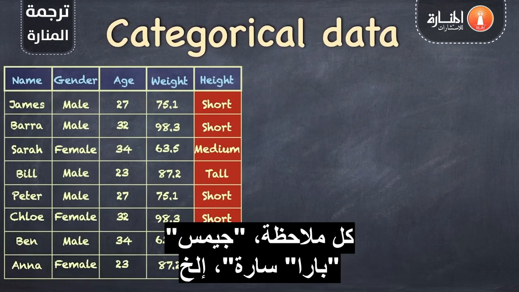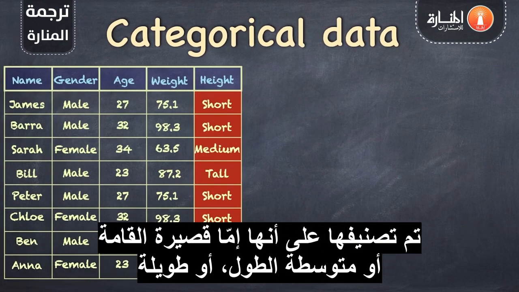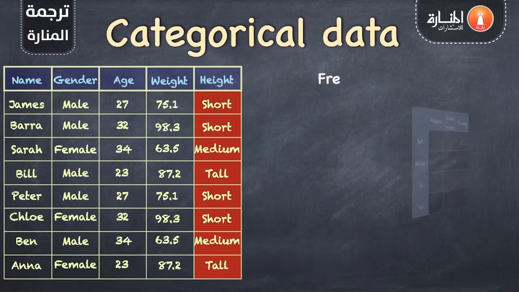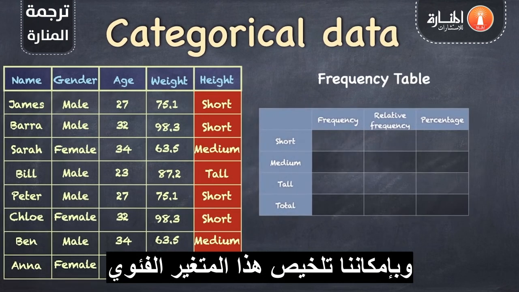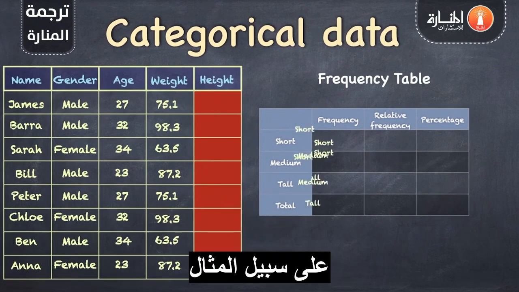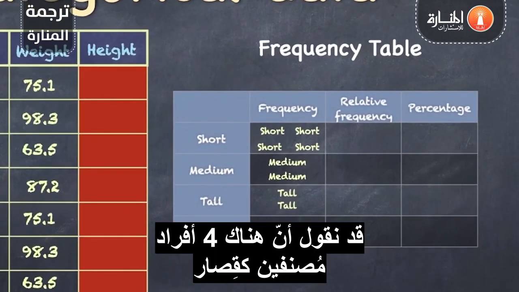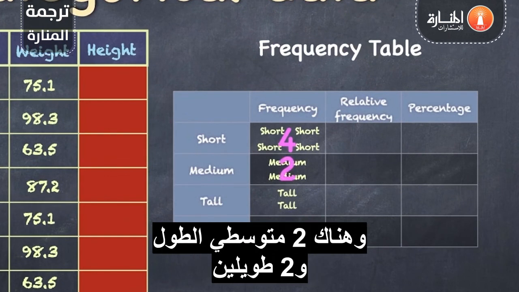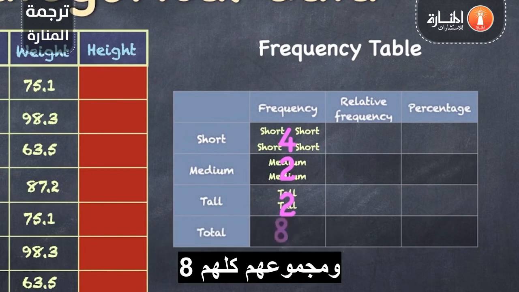Now let's take a look at a categorical variable like height. Each observation, so James, Barra, Sarah, etc., has been categorized as either short, medium height, or tall, right? And we can summarize this categorical variable by counting up the number of observations that land up in each category. So, for example, we could say that there have been 4 people that have been categorized as short. We can say that there are 2 that are medium height, 2 that are tall, and altogether we know that there are 8 altogether.